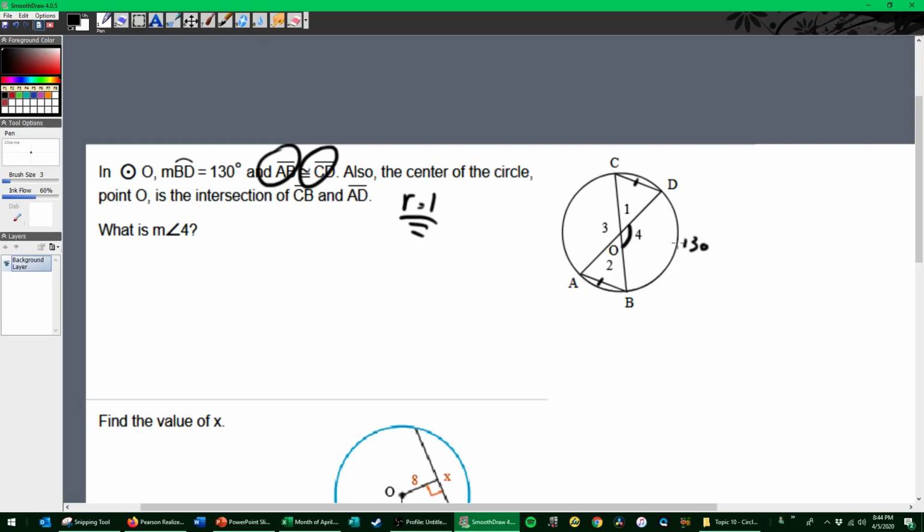Well, what do we know now about arc length and central angle measure when the radius is equal to 1? If you remember that they are equivalent, then we know that the measure of angle 4 is 130 degrees. It's actually a really easy problem. They just threw a lot at you. And here you go. Now, there's no other way to go over that that won't be more confusing.